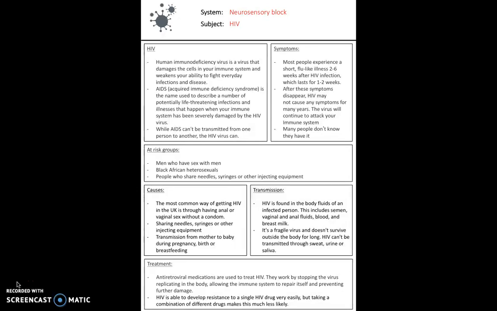It's essentially a big failure of the immune system, which leaves you vulnerable and susceptible to life-threatening illnesses. It's also linked to AIDS, acquired immunodeficiency syndrome, which is basically an umbrella term for the life-threatening infections and illnesses that can happen and compromise your immune system due to the HIV virus.